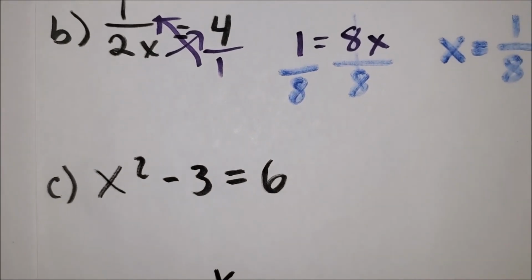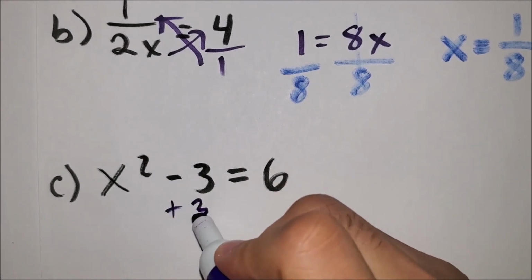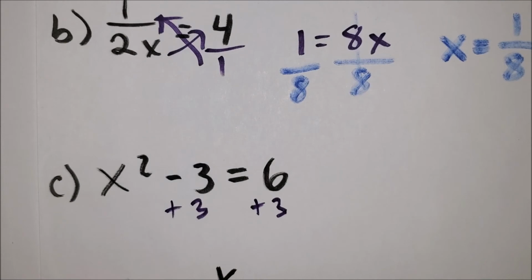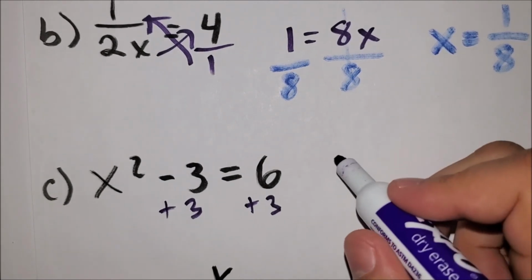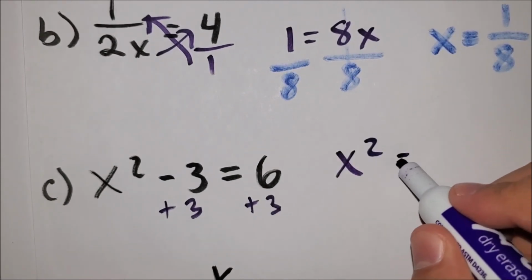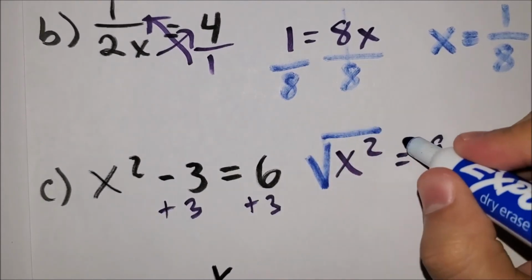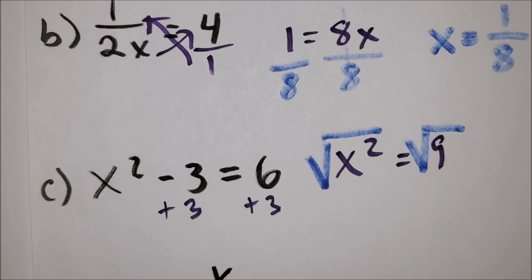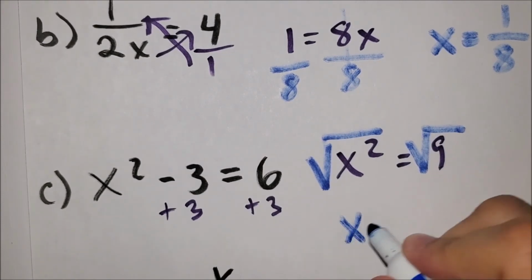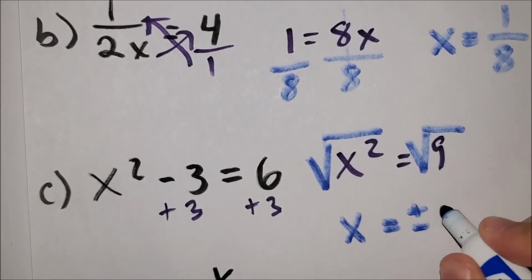Looking at this one, we've got x squared minus 3 equals 6. This one's not so hard. All we're going to do is add 3 to both sides, and it makes it look like this. x squared equals 9. Then we simply square root both sides. And once we square root both sides, we get that x equals plus or minus 3.